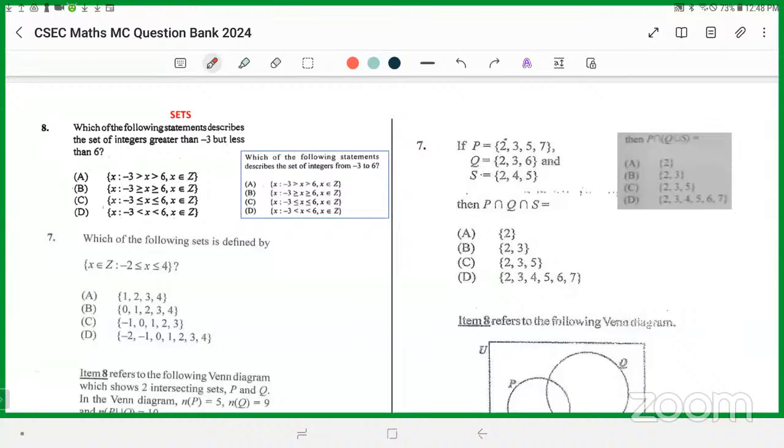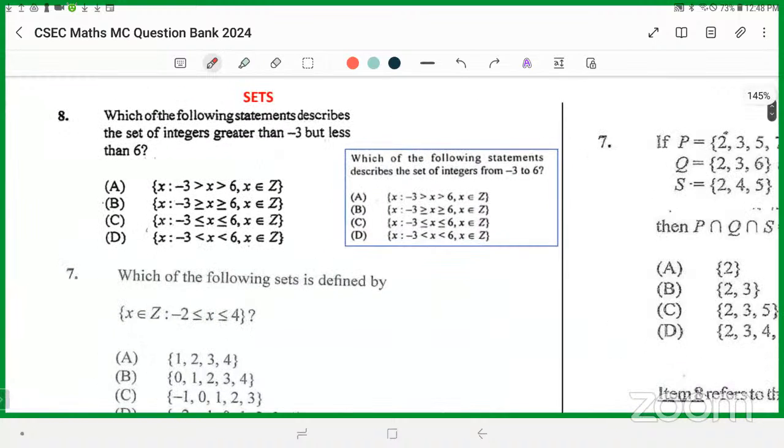All right, so we're going to run through some sets questions now. We're going to finish off with sets today. As you know, tomorrow we're coming back to 2 other topics: consumer arithmetic and something else. I don't remember what it is yet. Let's run through some of these sets questions and look at some of the similarities and differences between them. All right, let's go.